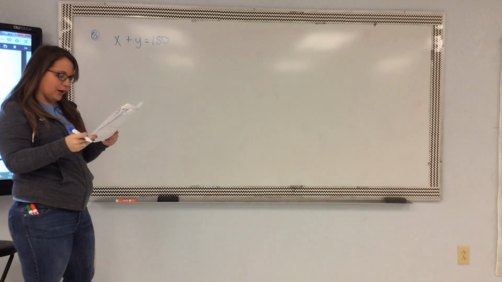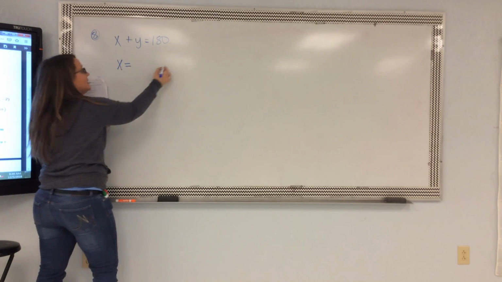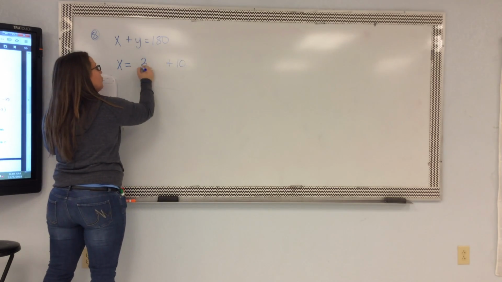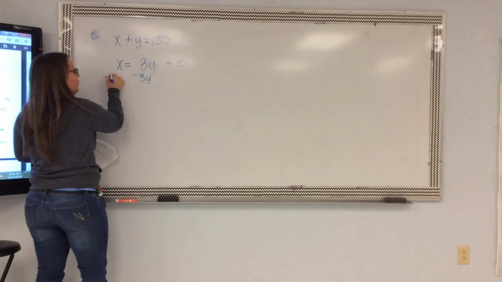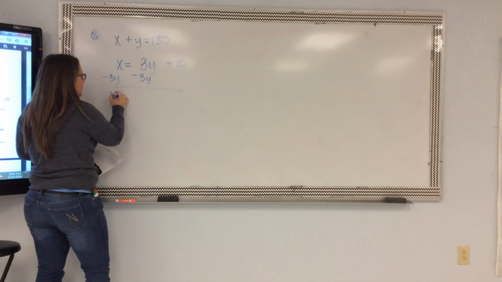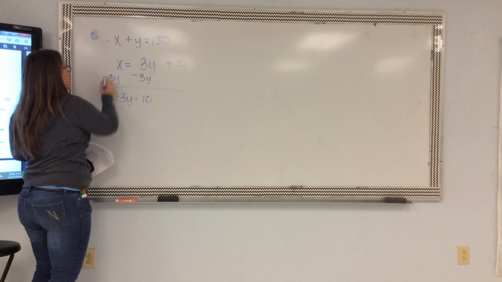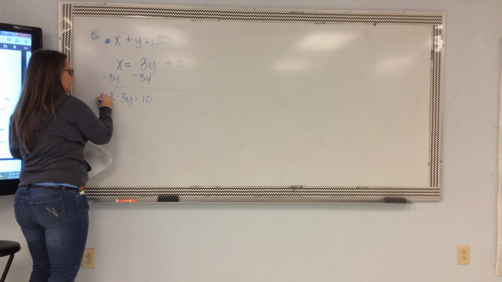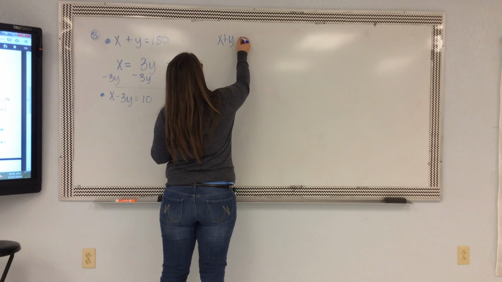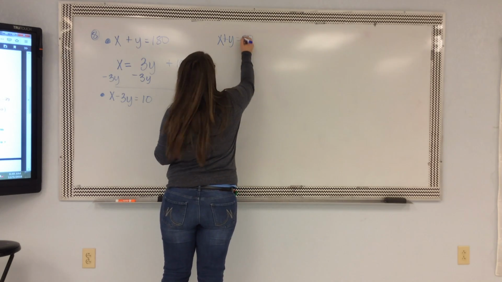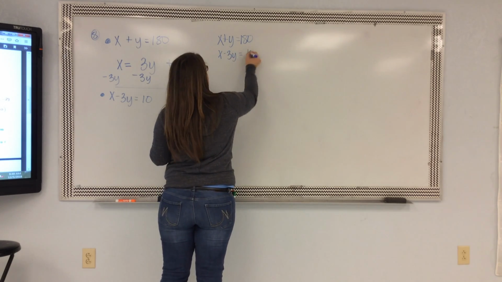And then the measure of one angle, so angle x, is 10 more than, so I'm going to add 10 to 3 times the other number. Once again, I'm going to get those set up where the x and the y are on the same side. So this becomes x minus 3y is equal to 10. So I'm going to use this one and this one to create my system. So I have x plus y equals 180, and I have x minus 3y is equal to 10.